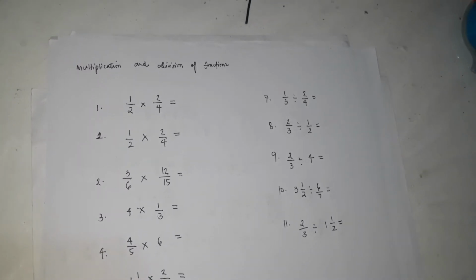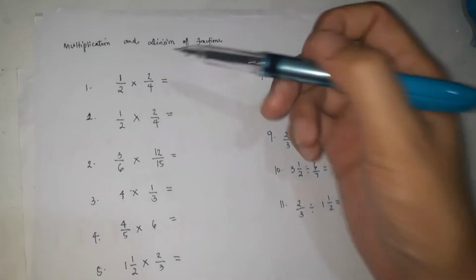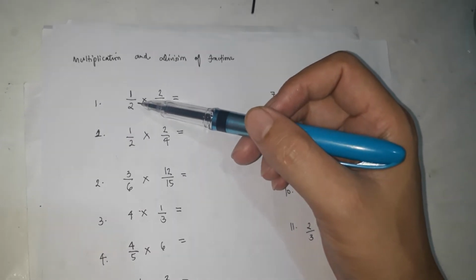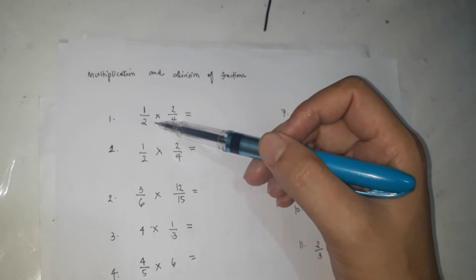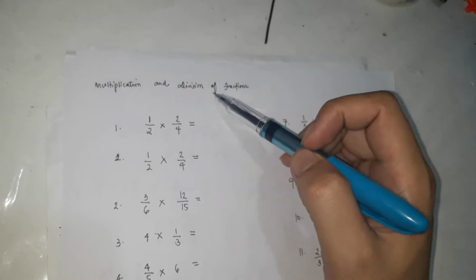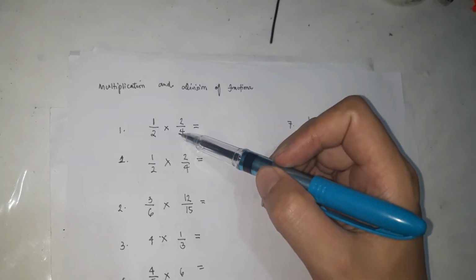Now we're going to have multiplication and division of fractions. Number 1, it's 1/2 times 2/4. So in this one, 1/2 times 2/4. All you have to do in the multiplication of fractions is multiply the numerators and multiply the denominators.